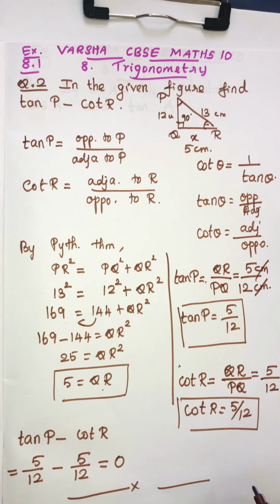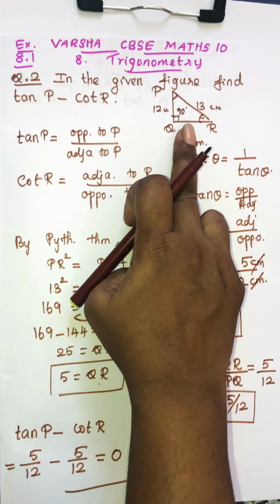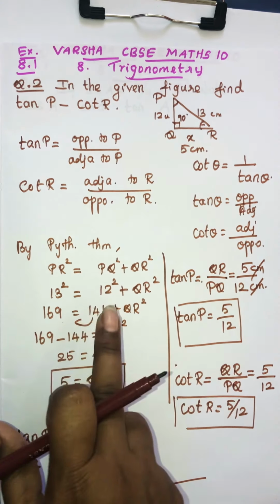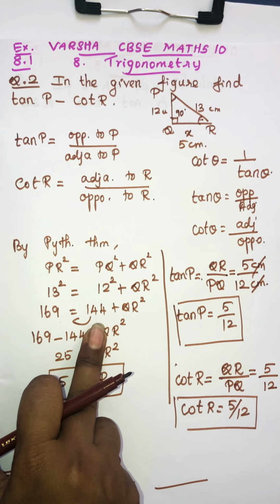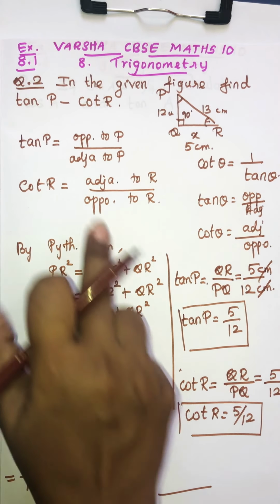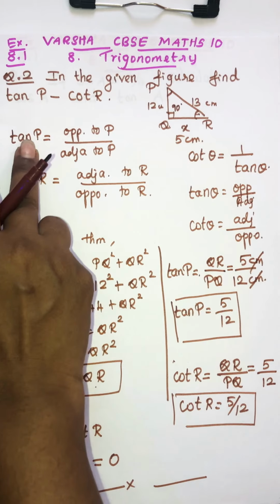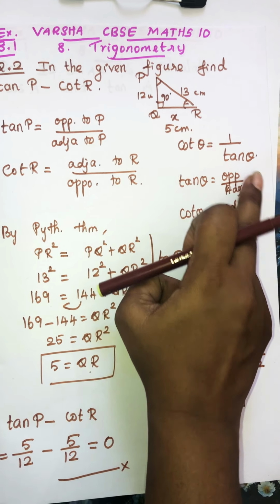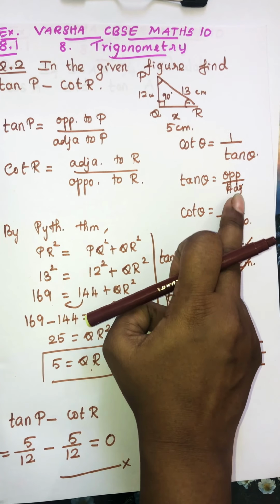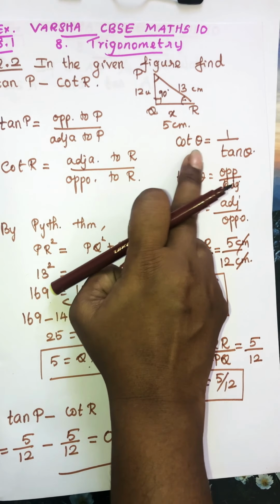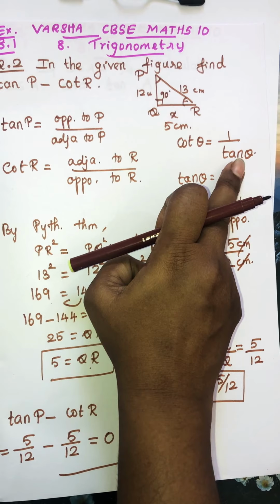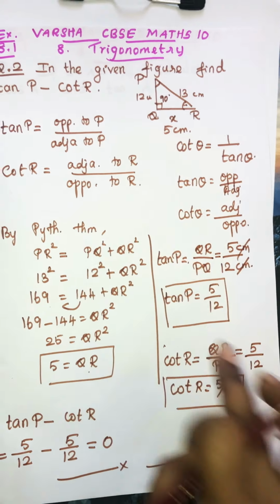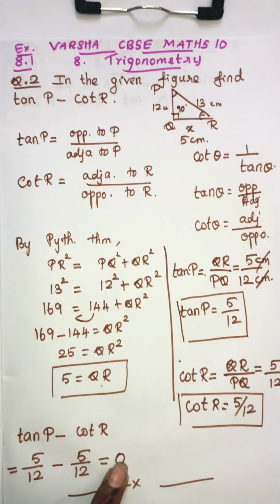Do you understand, students? In this sum they have given the diagram, and one of the sides is not given, so by the theorem we can find the other side. Then we can find tan and cot. The formula of tan is opposite by adjacent. Cot is equal to adjacent by opposite. Cot is the reciprocal of tan theta, so 1 by tan is equal to cot. These are the things to remember.